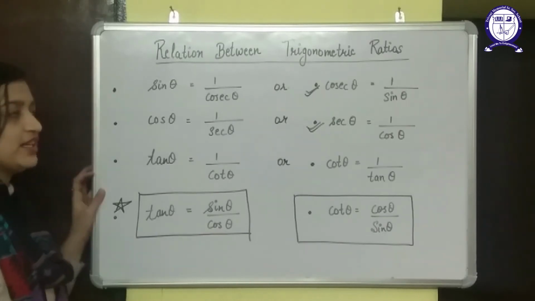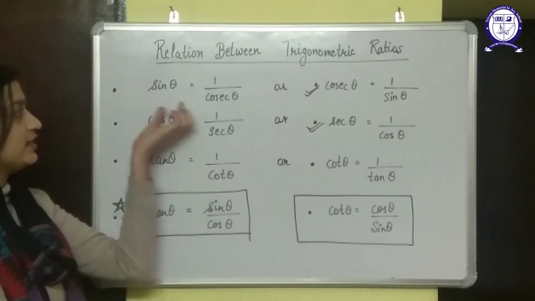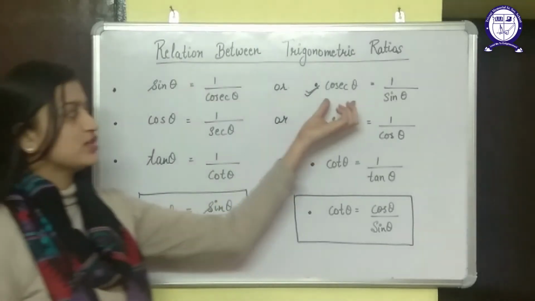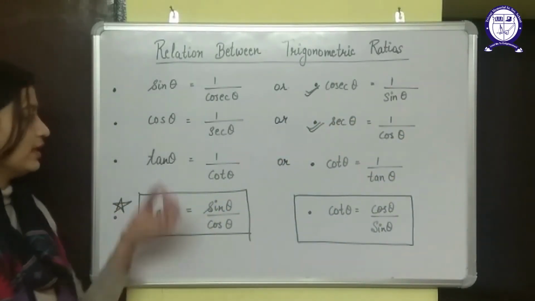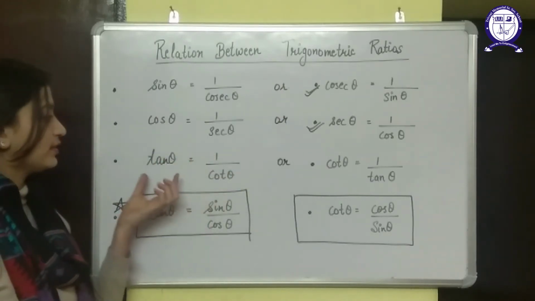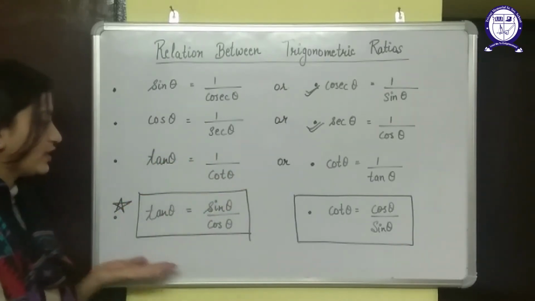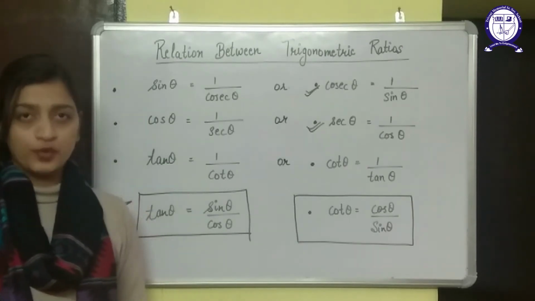The first three mean the same thing: sin theta is 1 upon cosec theta, and cosec theta is 1 upon sin theta. They both mean the same thing. Similarly for cos and sec, tan and cot. And the fourth and the fifth relations are the most important.